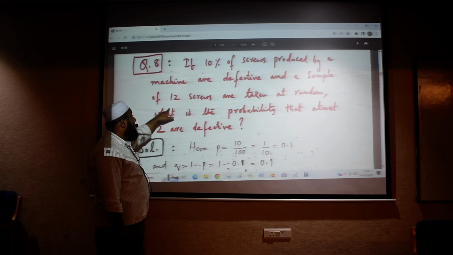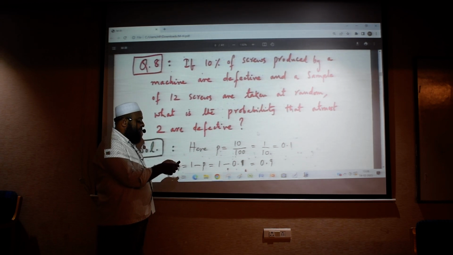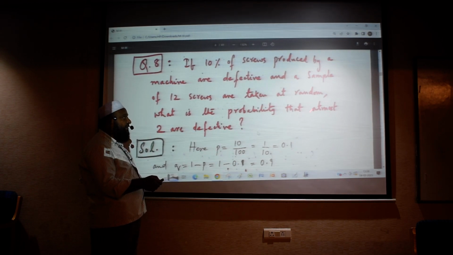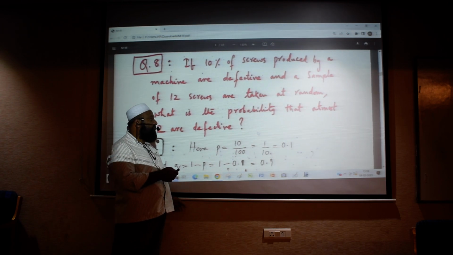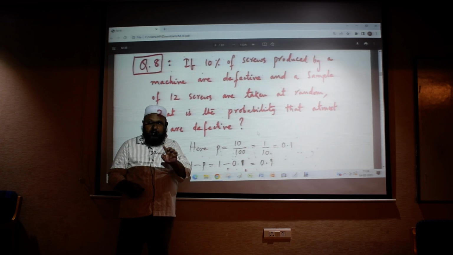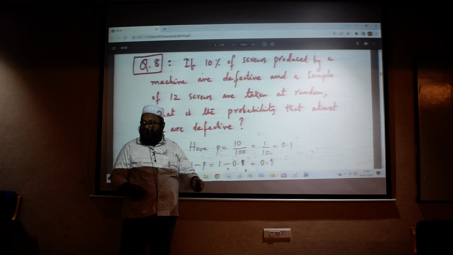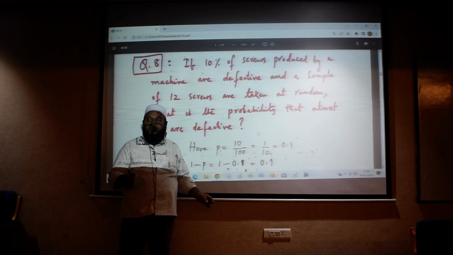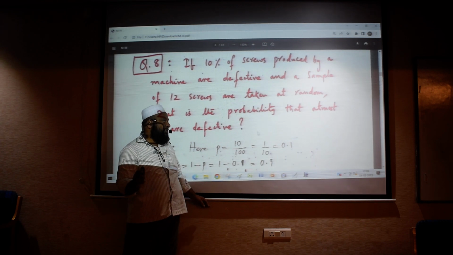And the question is, a sample is taken of 12 screws. What is the probability that at most, means maximum, 2 are defective? What do you mean by at most 2? Either no screw is defective, or one screw is defective, or two screws are defective. All three possibilities are at most 2. So even if 0 screws are defective, that is one case. Similarly for 1 and 2, you understood.